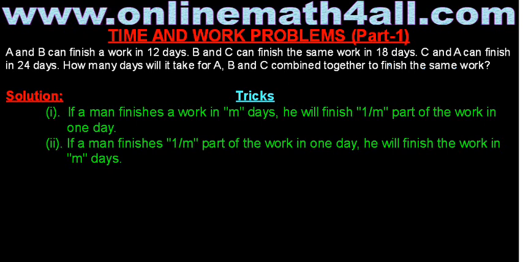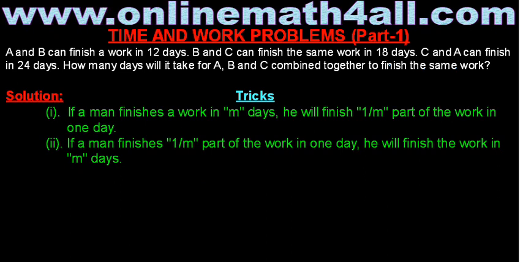For example, a man finishes a work in 8 days. So a man takes 8 days to complete a particular work. How much of that work will he be able to complete in 1 day? To find the part of the work completed in 1 day, we just take the reciprocal of the total number of days taken to complete the work. Here the total number of days is 8, so the part of the work completed in 1 day will be the reciprocal of that, that is 1 over 8. This is the first trick.